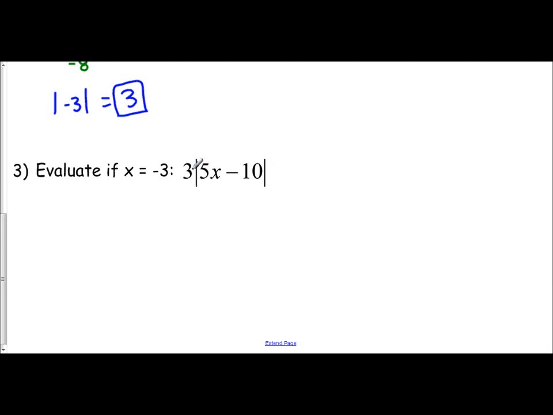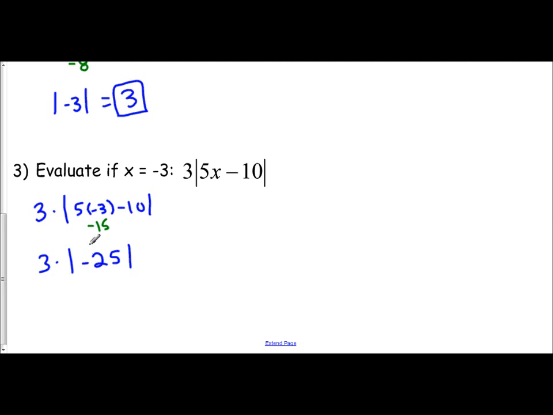We're taking 3 times the absolute value of 5x minus 10. The absolute value bars are our grouping symbol. We have to get this all by itself down to one number, then take the absolute value and finally multiply by 3. So that multiply by 3 is going to be the last step in the problem. So 3 times the absolute value of 5 times -3 minus 10. 5 and -3 multiply together to give us -15. So really I have 3 times the absolute value of -15 minus 10, which is -25.